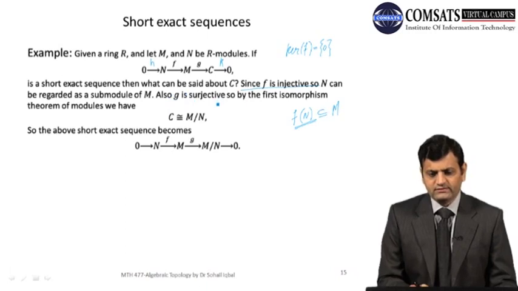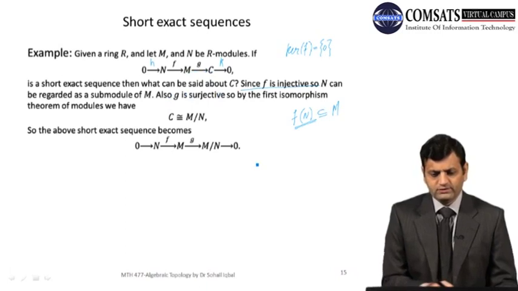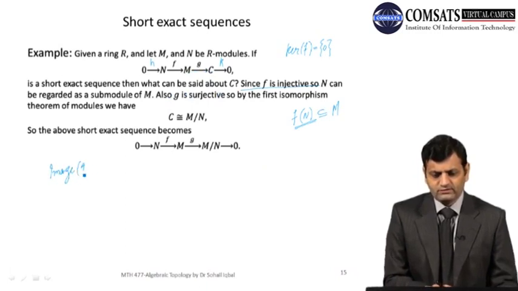Also, G is surjective. Why is G surjective? Because, according to the exactness, the image of G must be equal to the kernel of K. So what is the kernel of K? Once again we set our notation that this K takes every element of C to 0. So in other words, the image of G must be equal to C, which means that G is surjective.